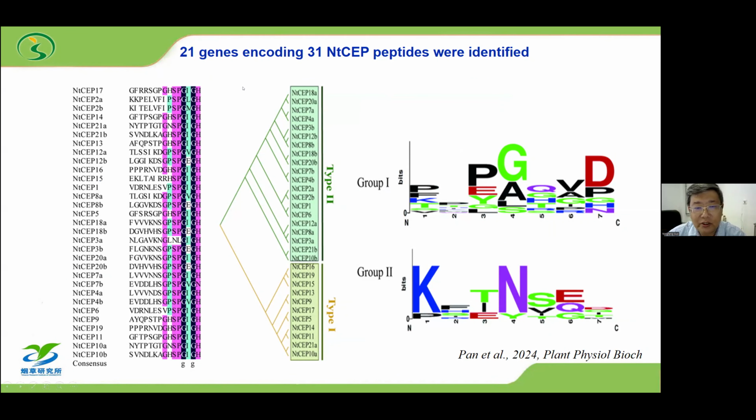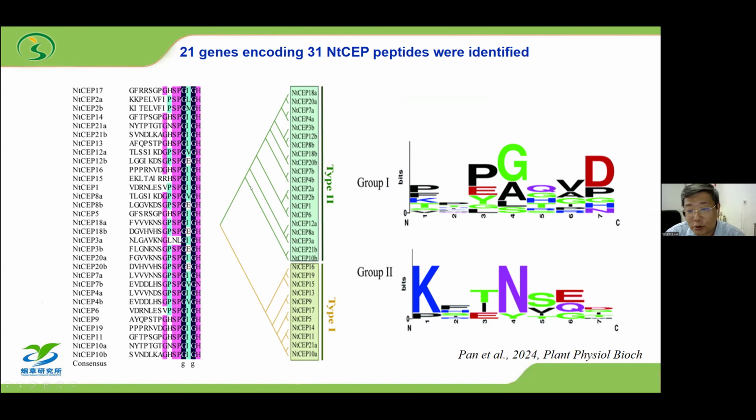If you look at the family members, we have identified 30-something CEP peptide-encoding genes in the tobacco genome. You can see the conservation of the amino acids, especially glycine, histidine, and serine, which are very highly conserved. Based on the sequence, as I told you earlier, these sequences are all located at the C-terminal part of the protein, which is cleaved later on and serves as the active signal molecule.